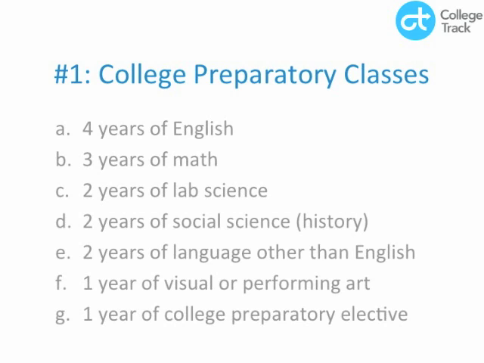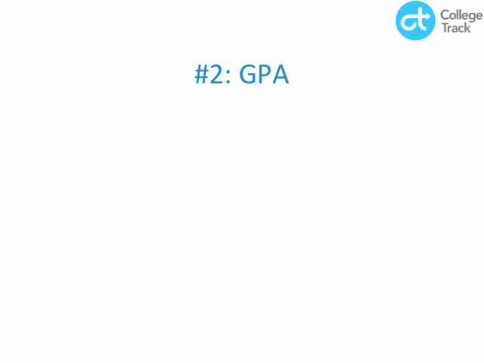This is usually a class that you've taken above and beyond the requirements in another area. So for example, if you take 4 years of math in high school, that 4th year of math counts as your college preparatory elective. Next, we'll talk about GPA.